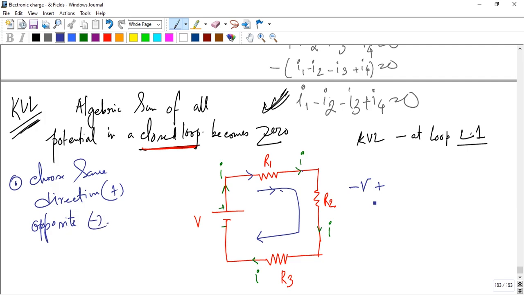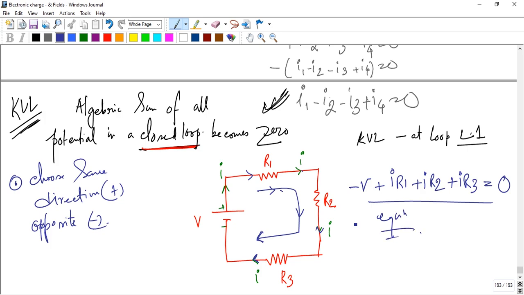So minus I R1, and you see that this current passes to R2, that direction is the same, so that is plus I R2, and similarly the current direction is the same, plus I R3 equals 0. Okay, that's the KVL equation. It depends on whether you choose the same direction with the minus or the opposite direction with the plus, or you choose the anti-clockwise direction, both are satisfied.